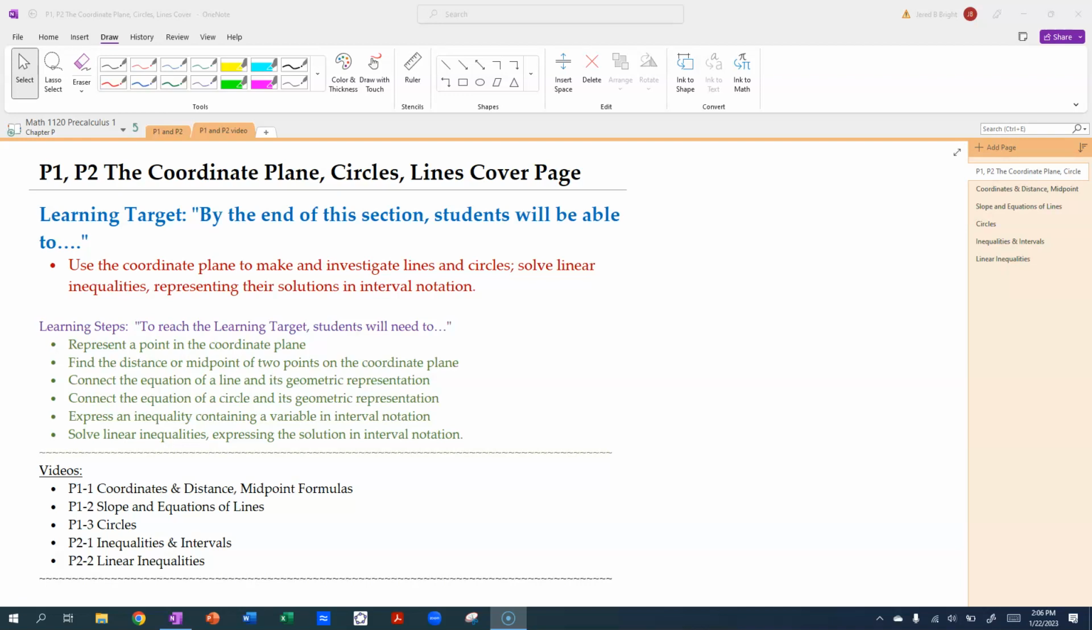Welcome, this is Professor Bright, and we are going to start our first chapter looking at the coordinate plane, circles, lines, and actually inequalities too. And they're just kind of a type of line.